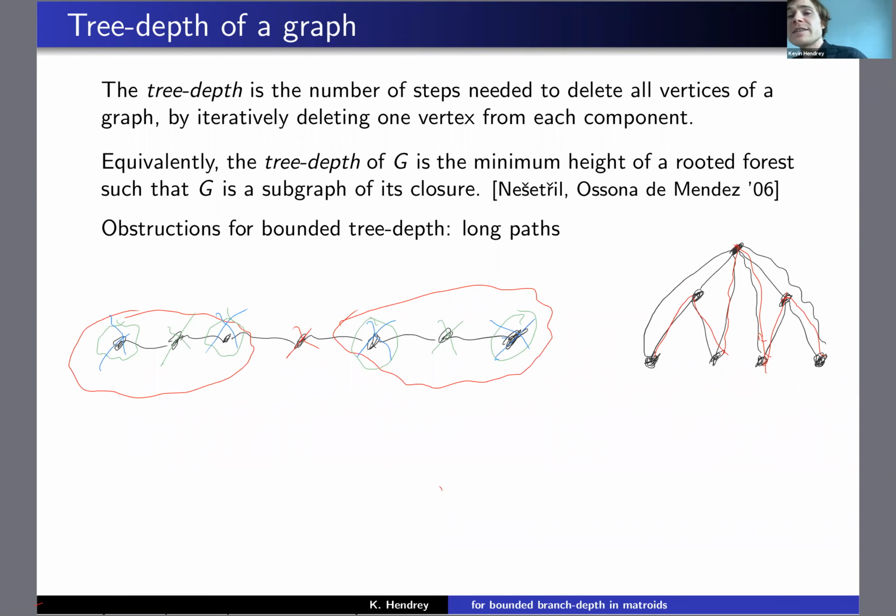And it turns out that the only reason, in some sense, that a graph ever has large tree depth is because it contains some long path. If a graph contains a long path, then it has to have large tree depth. But also, if a graph has large tree depth, then it must contain a long path.